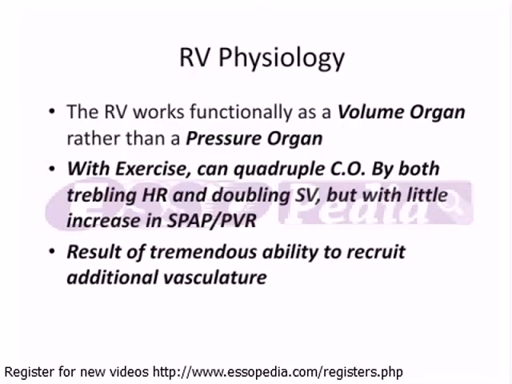Recalling the bellows analogy, one must be reminded that the right ventricle works as a volume organ rather than a pressure pump. With exercise, the right ventricle can quadruple the cardiac output by increasing the heart rate threefold and by doubling the stroke volume, but with little increase in systolic pulmonary artery pressure or in pulmonary vascular resistance. This is the result of a tremendous ability to recruit additional vasculature.